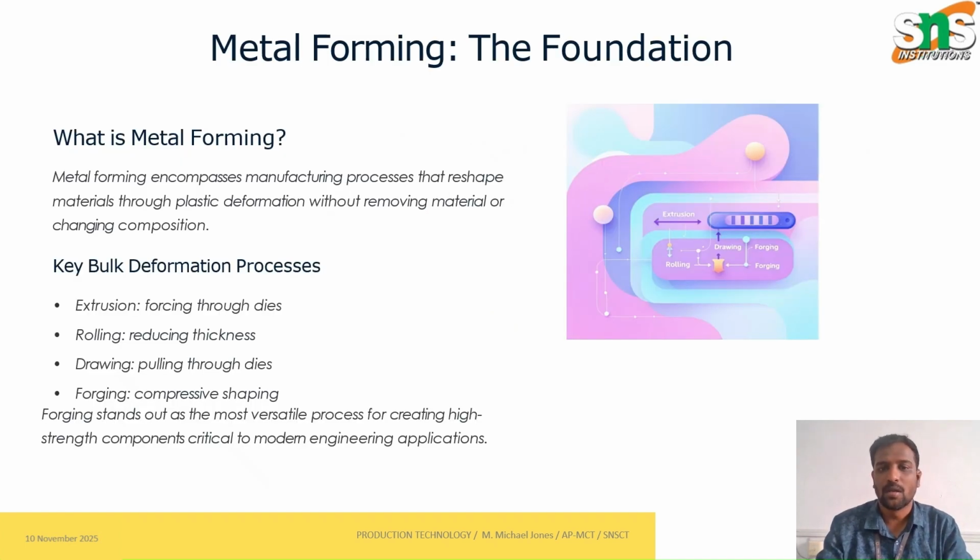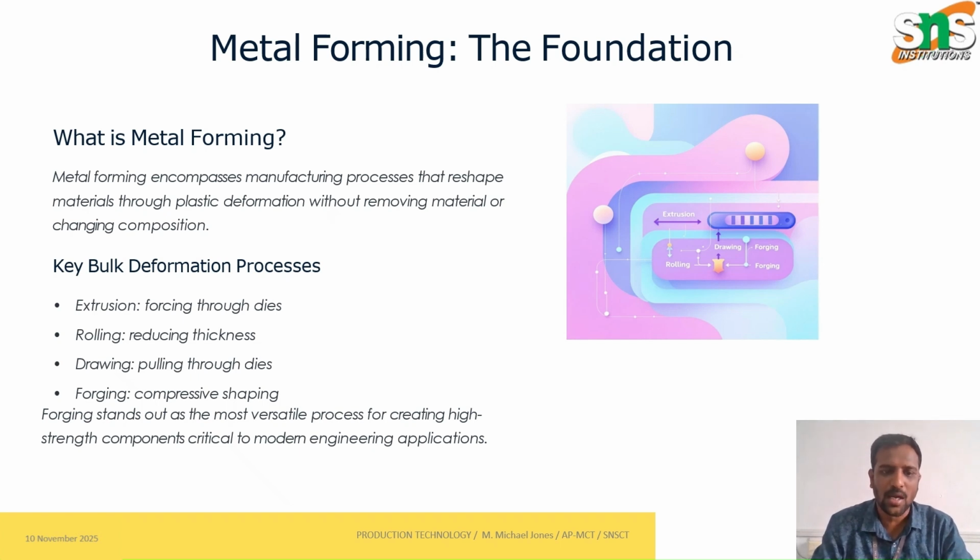What is metal forming? Metal forming encompasses manufacturing processes that reshape materials through plastic deformation without removing material or changing its composition. So that is metal forming. We are going to change the shape or dimension of the object. The key bulk deformation processes are extrusion, rolling, drawing, and forging. These are four different types of metal forming processes.